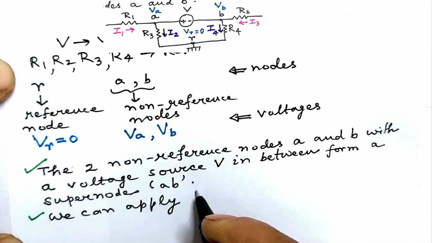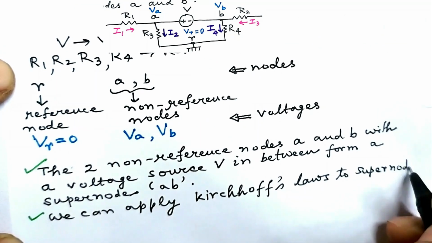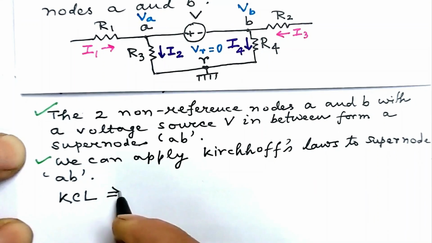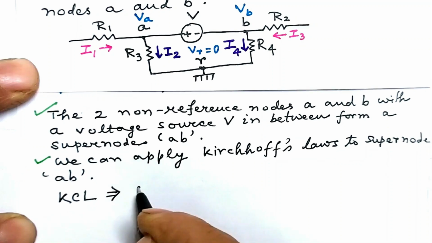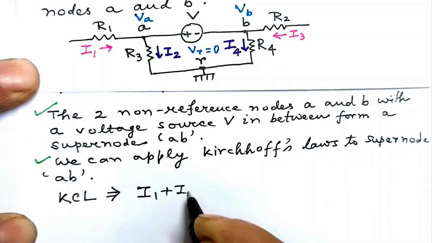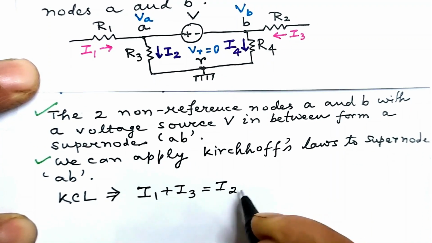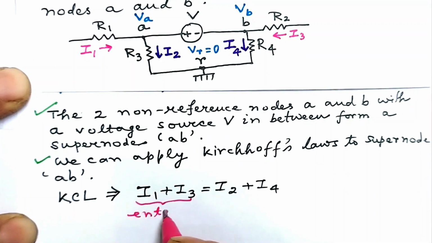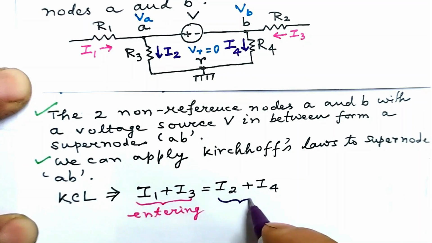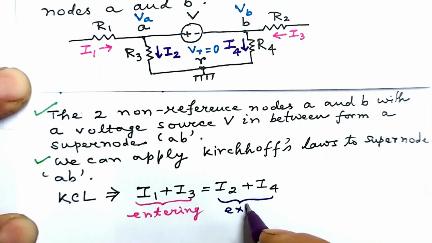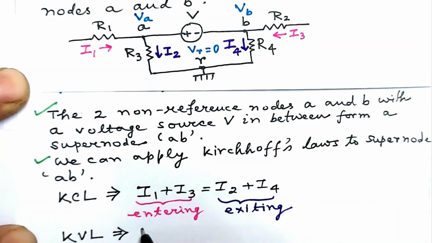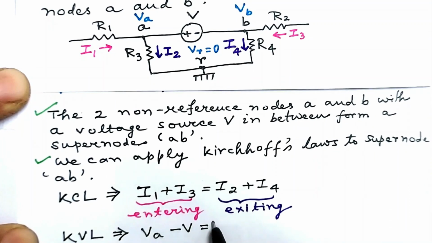We can apply Kirchhoff's laws to supernode AB. If we apply KCL, that is Kirchhoff's current law, to the supernode AB, we get I1 plus I3 equal to I2 plus I4. Note that I1 and I3 are currents entering the supernode, while I2 and I4 are exiting or leaving the supernode. Apply KVL to supernode, that gives VA minus V equal to VB.